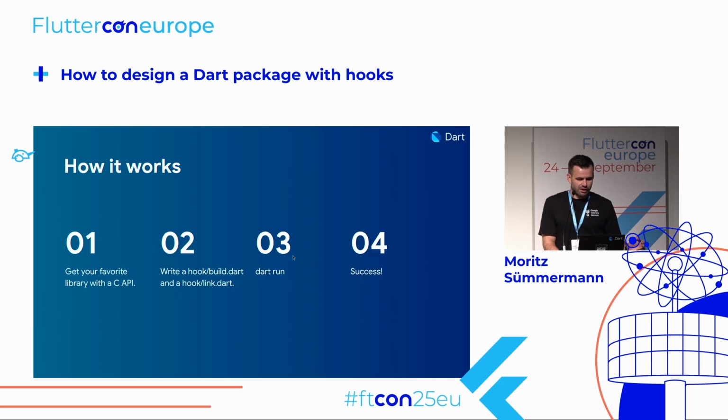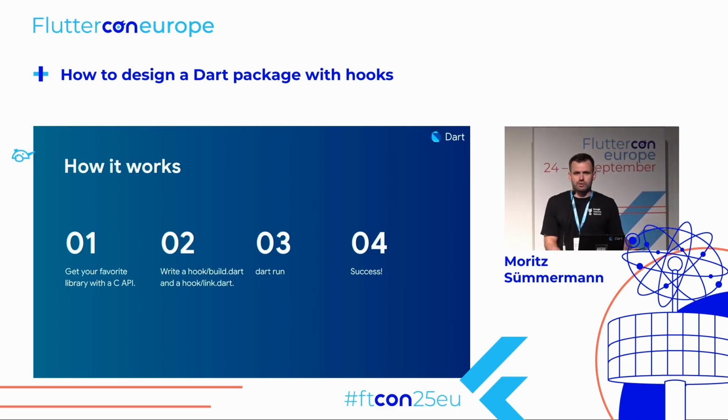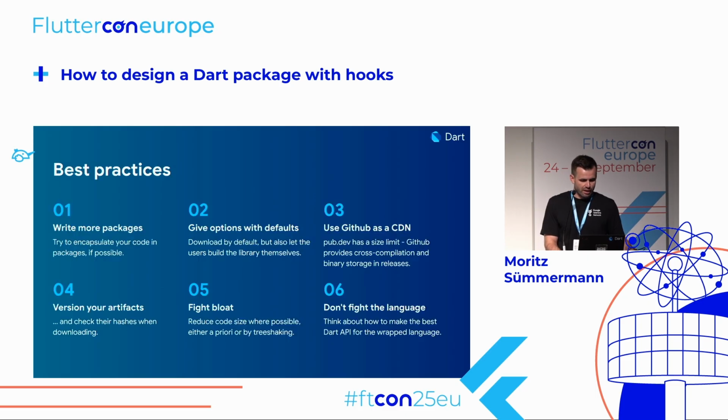Here I have it again, like how it works. You need something ideally with a C API, so you can bind easily to it. And then you write your build hook and your link hook, which should also hopefully be easy enough because we have some helper packages to help you with that. Then you do Dart run or Dart build or Dart test, and success.